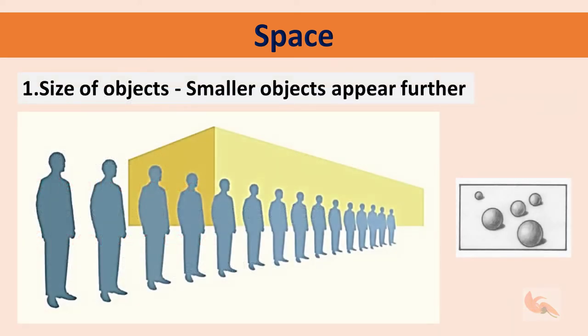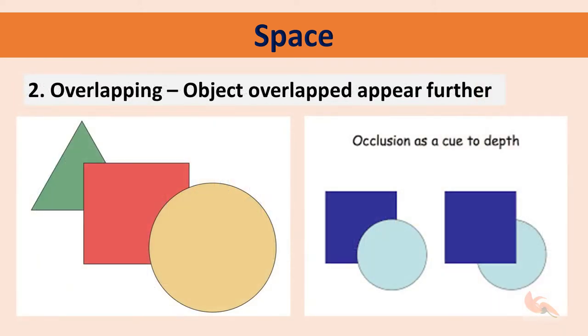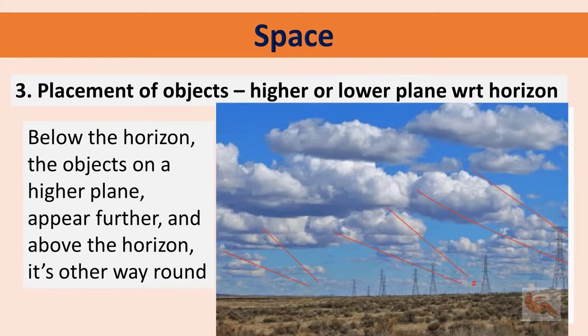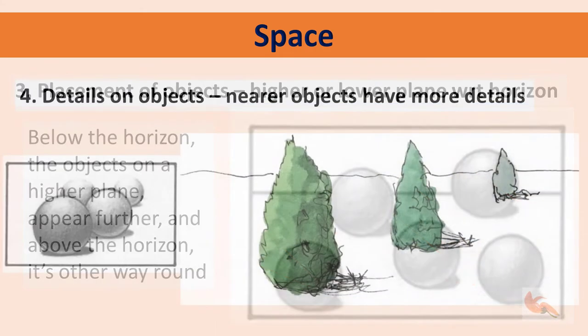When there are similar objects on a frame, the smaller ones appear farther than the bigger ones. When we overlap two objects, they may be of the same size, the one being overlapped appears farther. When we see objects below the horizon, the objects on a higher plane appear further, and above the horizon, actually it's the other way around, that is, objects on the lower plane appear further.